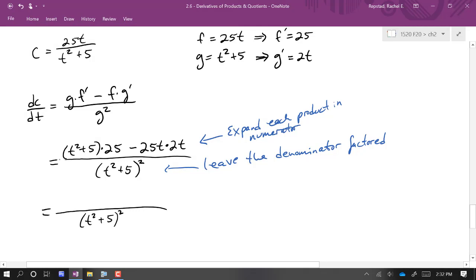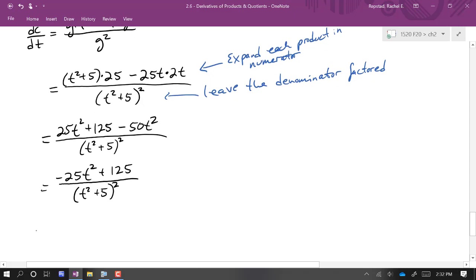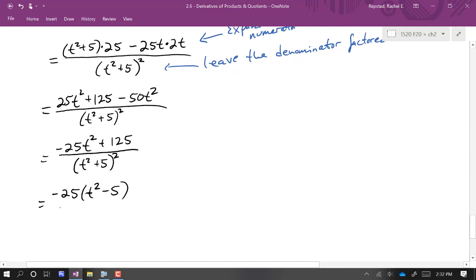So up top, distributing that, 25t squared plus 125, and then minus 50t squared. We can combine some like terms. So we've got a minus 25t squared plus 125. And then we can take out a 25. In fact, I guess I'll take out a negative 25. And then inside we've got t squared minus 5 when we factor that out.